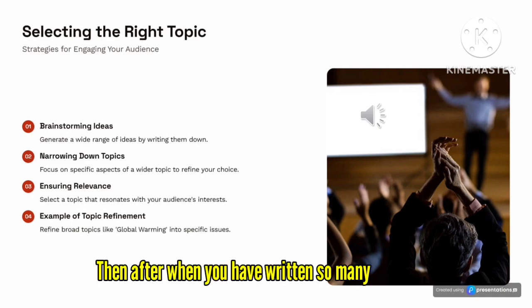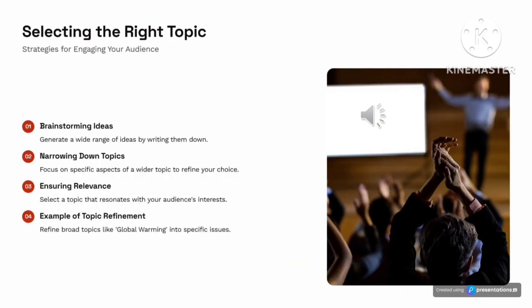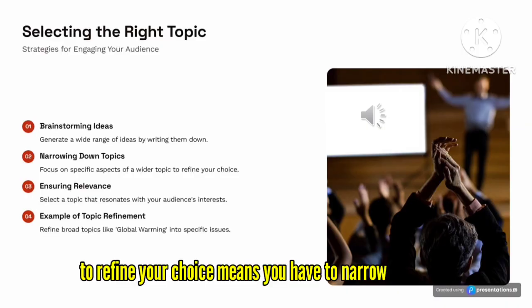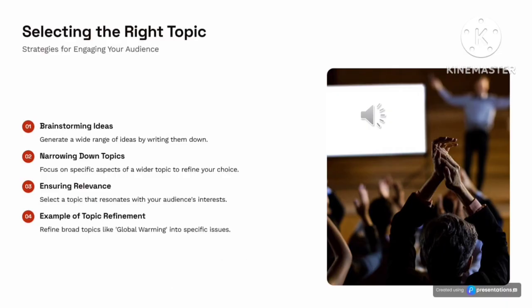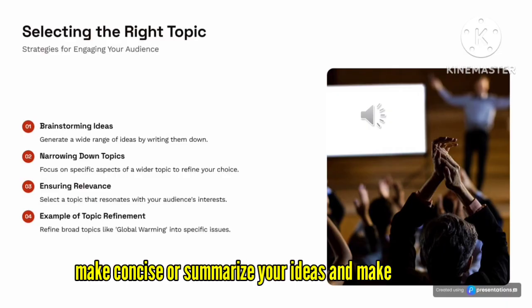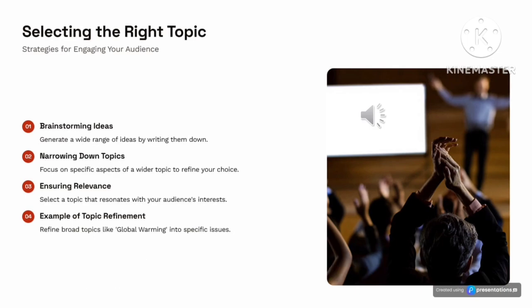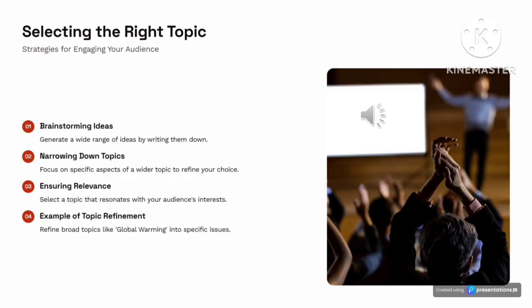Then after, when you have written so many things in the rough, okay, then you have to narrow down the topic. Okay, narrowing down topics means focus on specific aspects of wide topic to refine your choice. Means you have to narrow down and you have to limit everything. Okay, make concise or summarize your ideas and make a unique topic for essay. Okay, you have to focus on specific aspects of a wider topics to refine your choice.